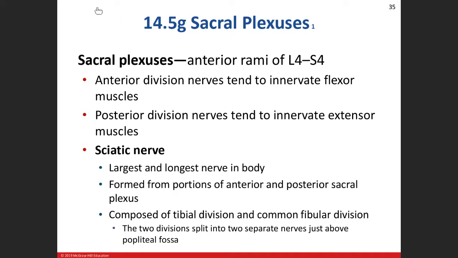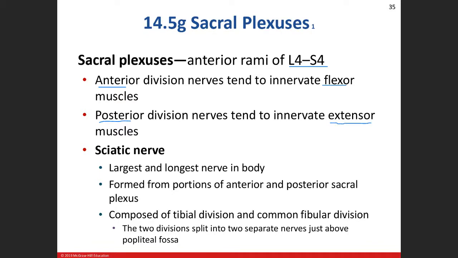All right, sacral plexus, last one. You've probably been waiting this whole time to find out, well, what about the sciatic nerve? Well, here it is. Here's the sciatic nerve, the longest, largest nerve of the body, and it comes off the sacral plexus. The sacral plexus is made up of the anterior rami of L4 through S4. We have both an anterior and a posterior division. This is easy to remember because the anterior division is going to innervate the flexor muscle groups, and the posterior division is going to innervate the extensor muscles.